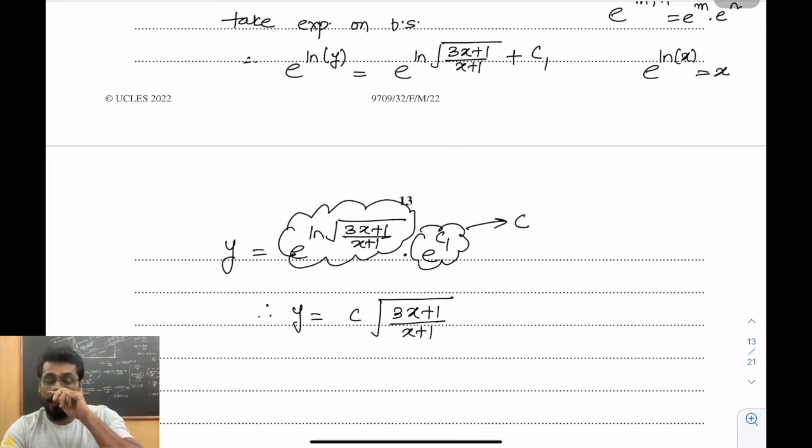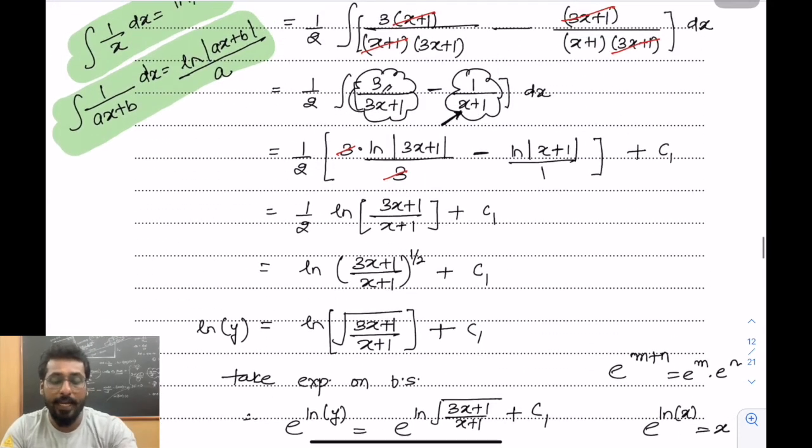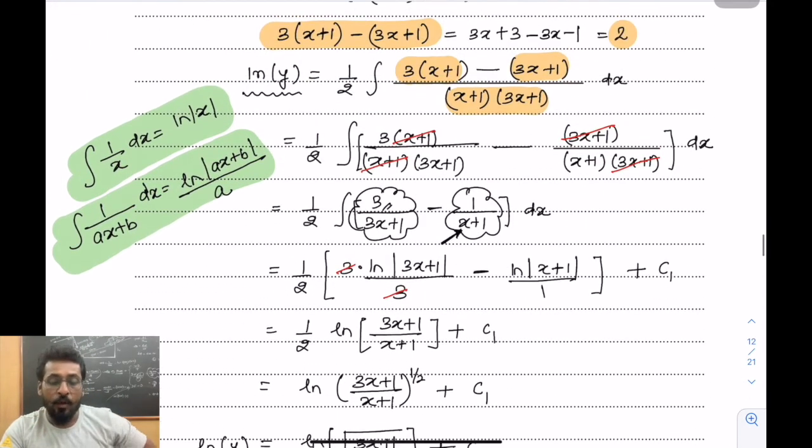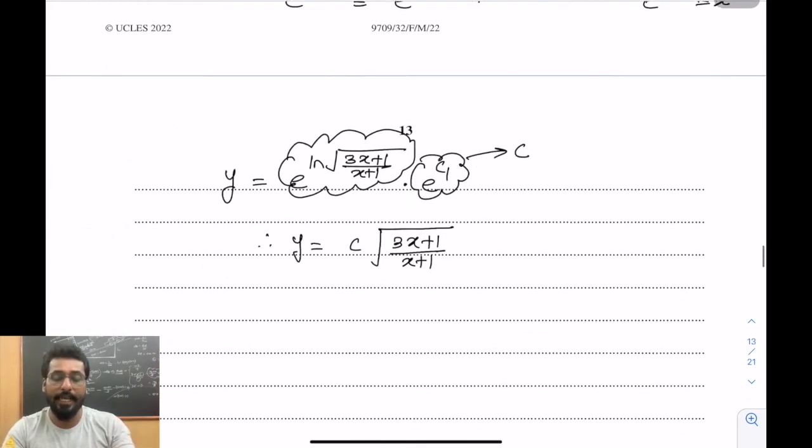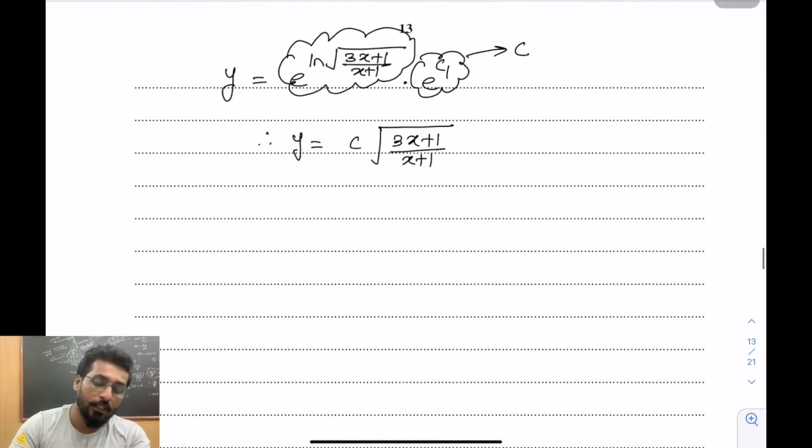Now, it's told to us that when x is 1, y is also 1, or maybe y is 1 when x is 1. So I can say x and y, both of them are 1. So we know x is equal to 1, y is equal to 1.